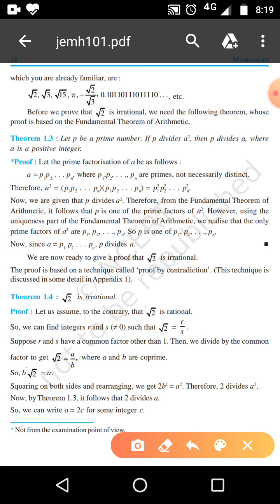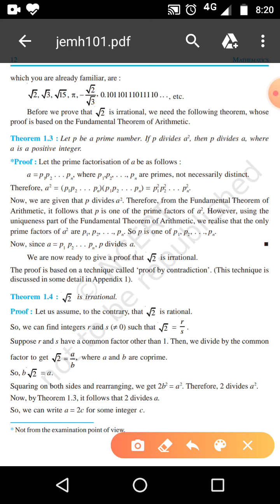However, using the uniqueness part of the fundamental theorem of arithmetic, we realize that the prime factors of a square are p1, p2, p3, ..., pn. So p is one of p1, p2, p3, ..., pn. Now since a is equal to p1 p2 p3 ... pn, p divides a. So this is the proof of this particular theorem. We just use the application only, so you just write it and see what is given in this theorem.